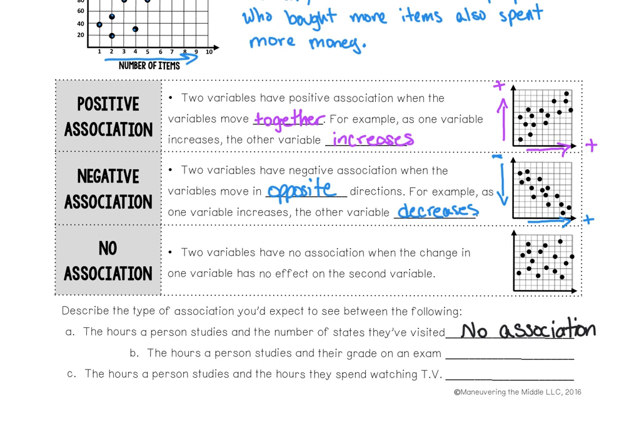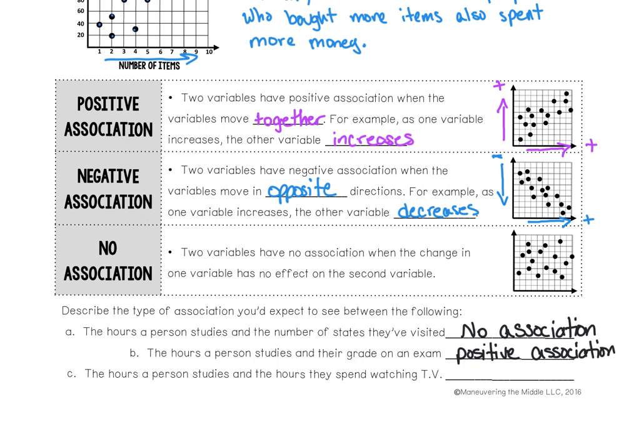All right, B. The hours a person studies and their grade on the exam. So if you put in a lot of hours studying, you expect your grade to do what? Yeah, so the more hours you study, the higher your grade should be. So what type of association is that? Are they moving together or an opposite? That's right, they should be moving together. So positive association.